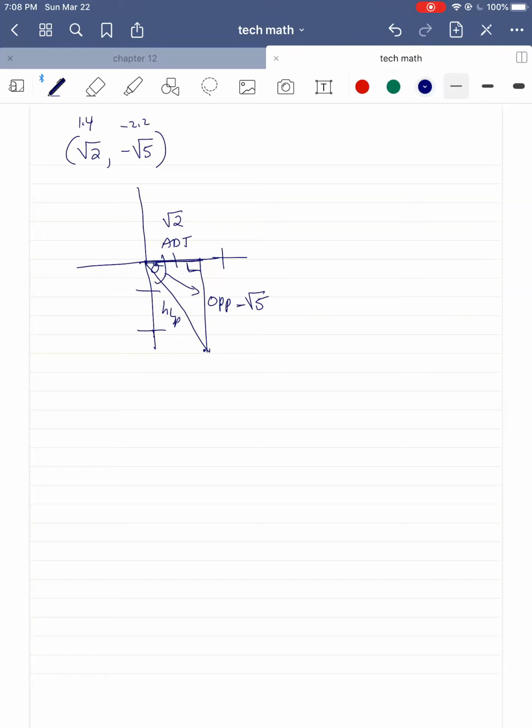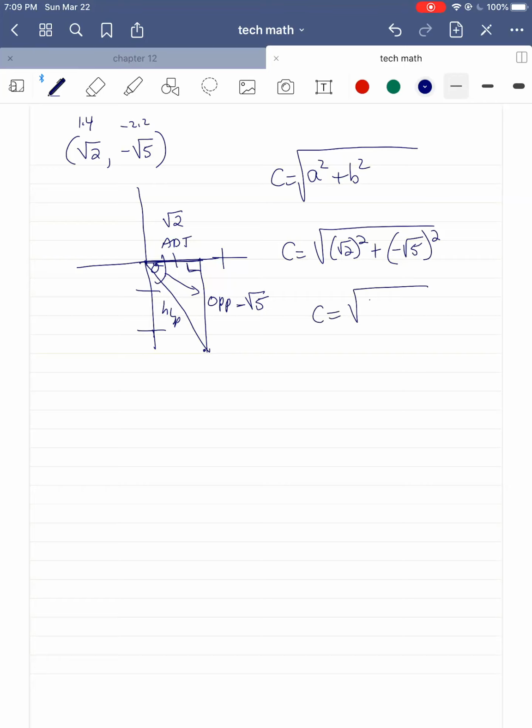So what I need to do is figure out the hypotenuse on this. And even though I'm not crazy about the numbers, it's still done the same way. So this is going to be square root of 2 squared plus the negative square root of 5 squared. The square root of 2 squared is 2. And when you square square root of 5 and the negative, you get a 5. So this is going to be the square root of 7. So the hypotenuse is the square root of 7.